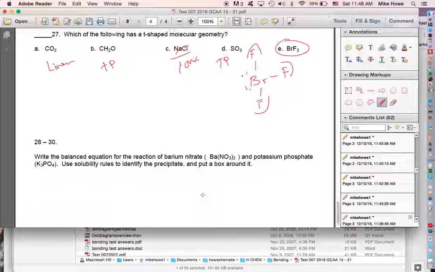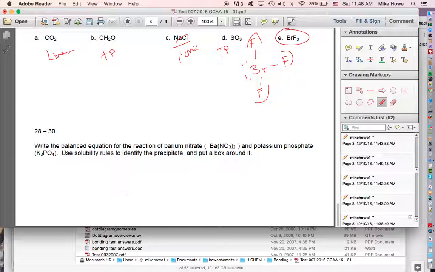okay, now 28 through 30, writing the equation. You know, you had barium nitrate with potassium phosphate. Okay, so you're going to get barium phosphate. What happens is they change partners. Remember that? Combos, formulas, balance. So they change partners right here. And then you get potassium nitrate's your other one.